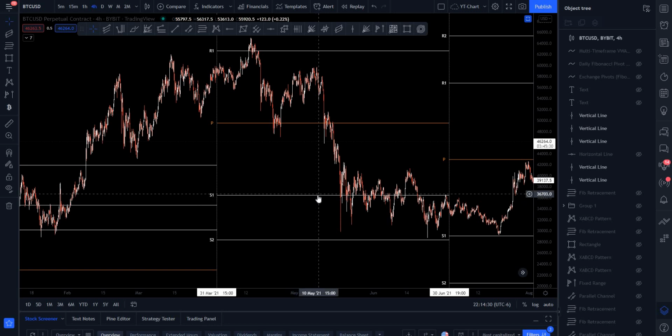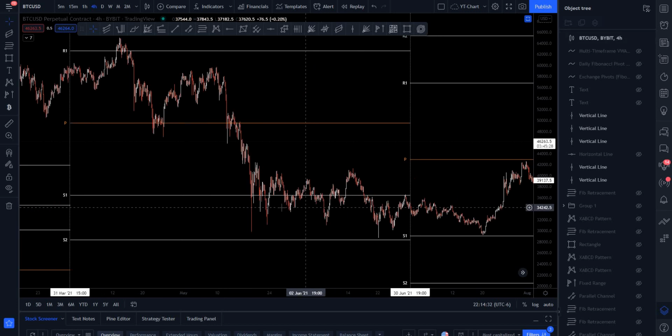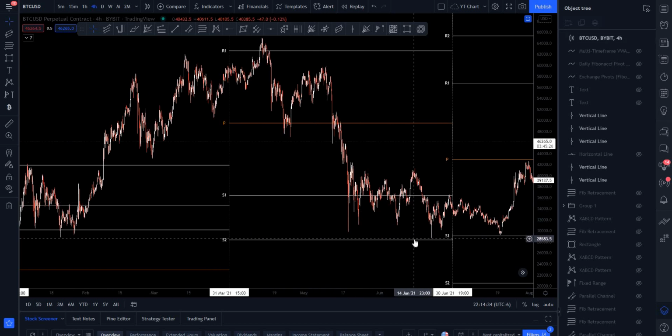But you can see we came down to the S1, that's target 1, kind of got a little bit of action there, and then eventually coming all the way down to the S2 of our quarter 1 pivot.